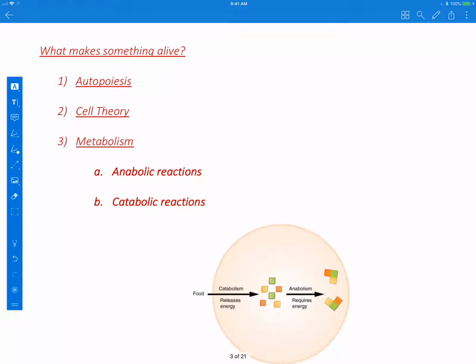Metabolism is the 3rd thing that makes us alive. Now, metabolism is the sum total of all the physical and chemical reactions in the body. And pretty soon, in a moment, we're going to talk about the characteristics of life. Each characteristic of life is related to metabolism, or all the chemical reactions in our body. You can divide metabolism into 2 different types. We have both anabolic reactions and catabolic reactions, both of which are part of metabolism.